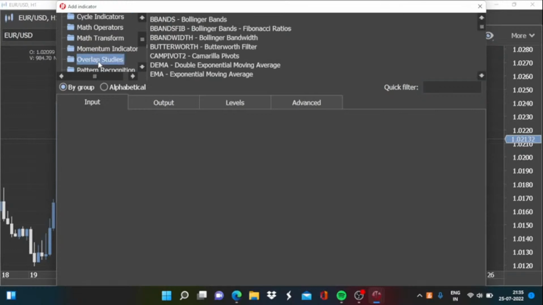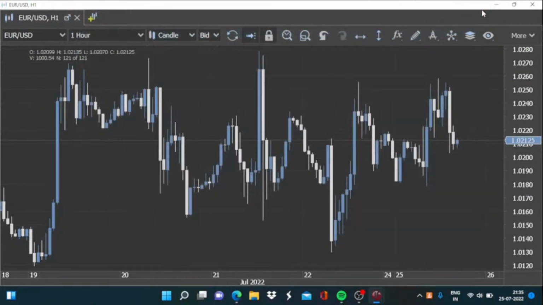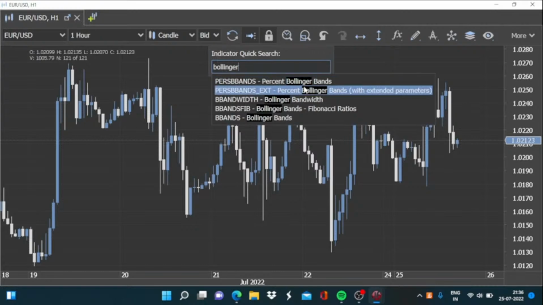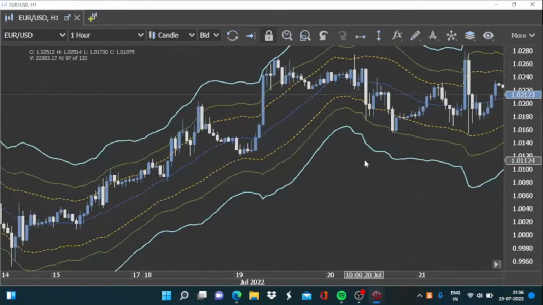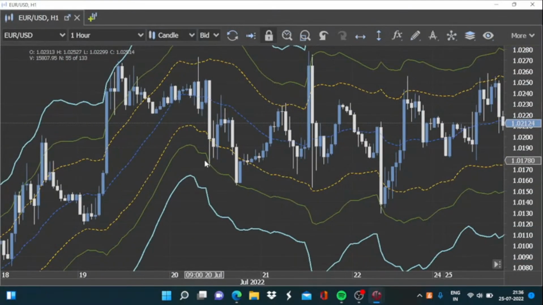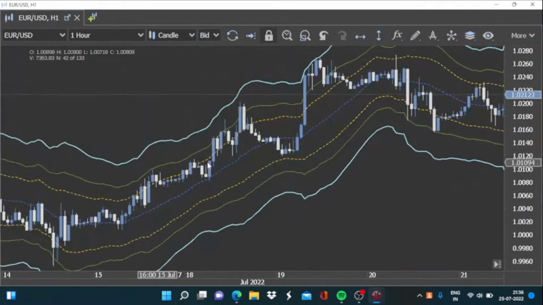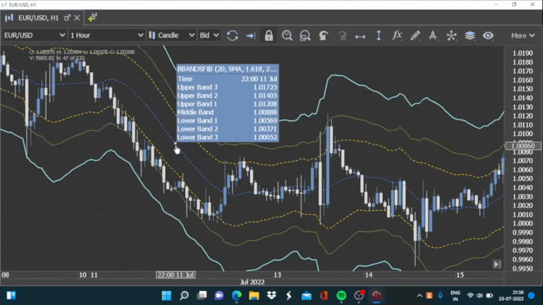And if we are not really able to find it, we can do a quick search. So you will find it amongst the overlap studies. Okay, so it is second from the top. This is it. All right. And if you don't really want to go through the list, you can simply type in Bollinger band, and here we have it. All right, so this is the default setup.